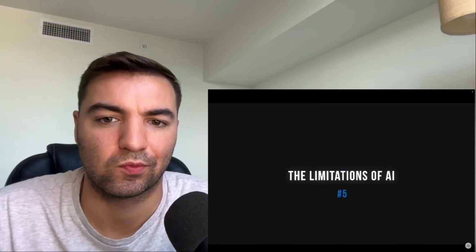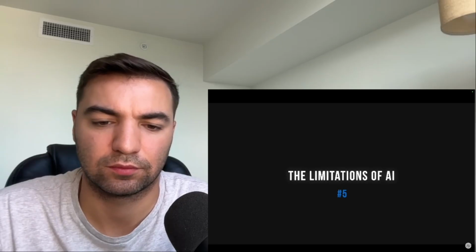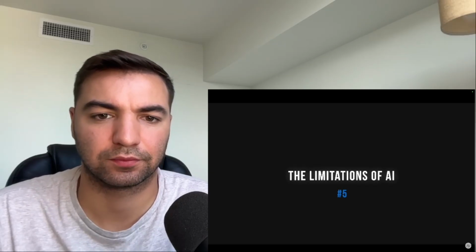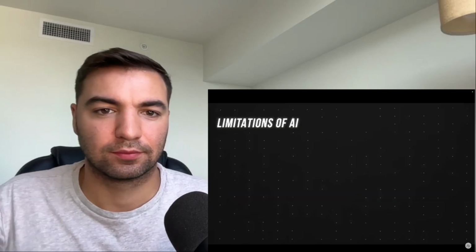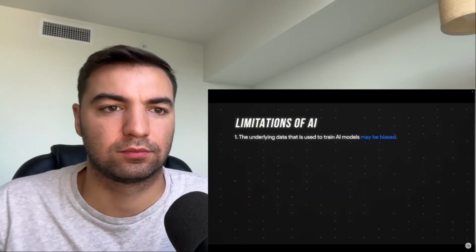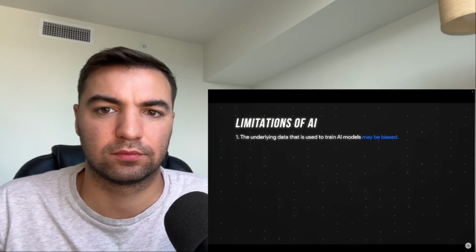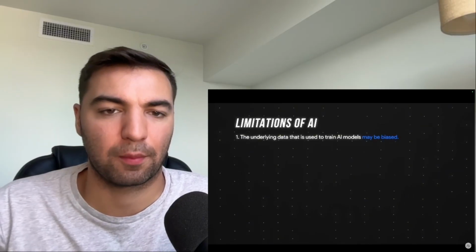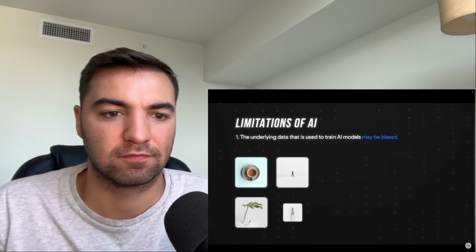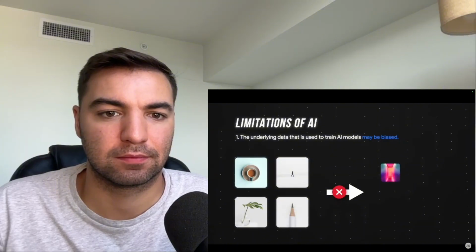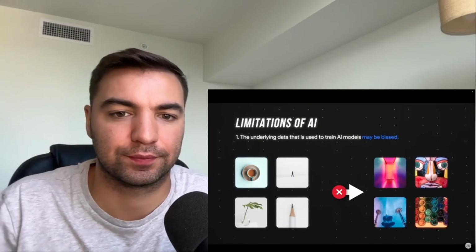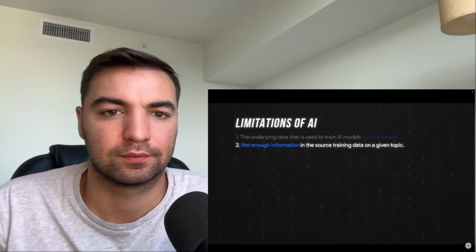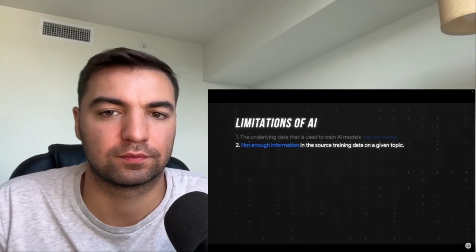Takeaway number 5 is a topic that many of us, including myself, tend to overlook when using AI tools, and it's to understand the limitations of AI. Broadly speaking, there are 3 main limitations. First, the underlying data that is used to train AI models may be biased. If a text-to-image model is only trained on minimalistic graphics, it might not be able to produce flashy and bold designs.